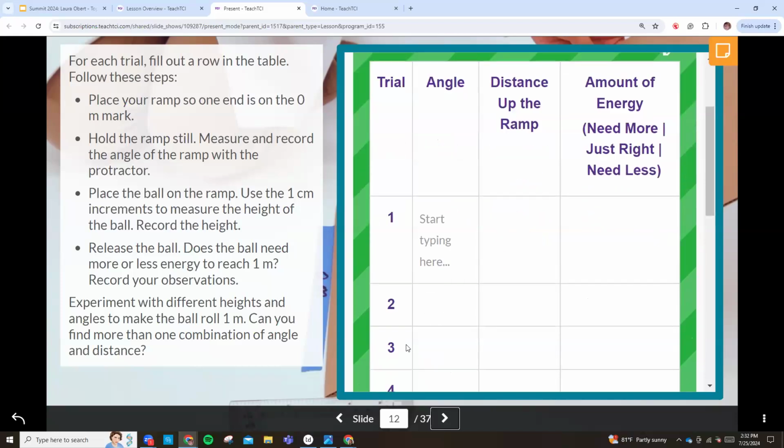You might get a group of students that gets it at that 1 meter mark pretty quickly. If they do, you can scaffold your instruction by challenging them: can you find a different angle and a different distance up the ramp that can get it to stop at that 1 meter mark as well? There's not just one relationship between angle and distance up the ramp that's going to get it to that 1 meter mark, so they can continue challenging themselves. How many different angles and ramp positions can they find to get that ball to stop at that 1 meter mark?